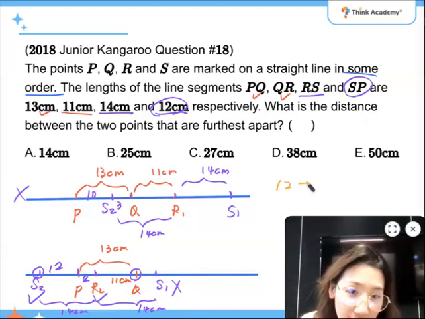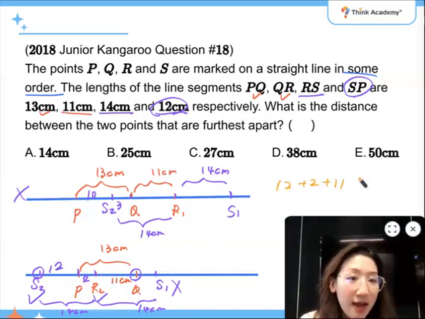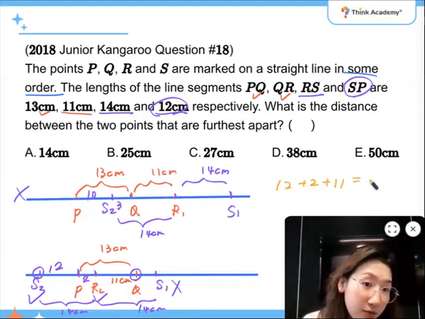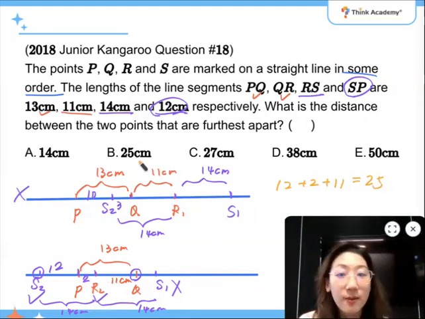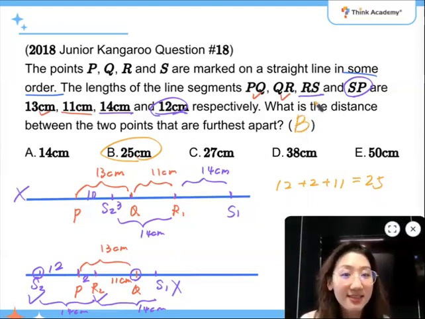Let's put on 12 and then 2. And then here's 11. So just add them up. That will give you 23 and then 25. So B is the answer for this question.